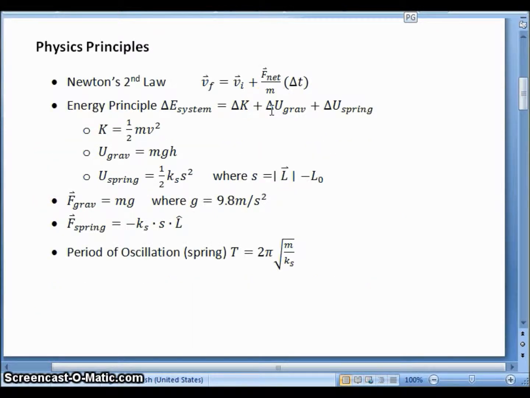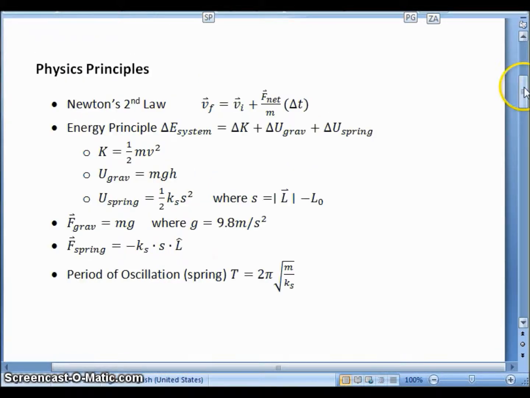The physics principles that I use in this lab include Newton's second law to determine each new velocity according to the net force, and the energy principle, which we use to determine whether the change in kinetic, gravitational potential, and spring potential all add up to the total change in energy. Other formulas we will use are the gravitational force formula, Hooke's law, and the period of oscillation formula to find K sub s, which is the stiffness of the spring.